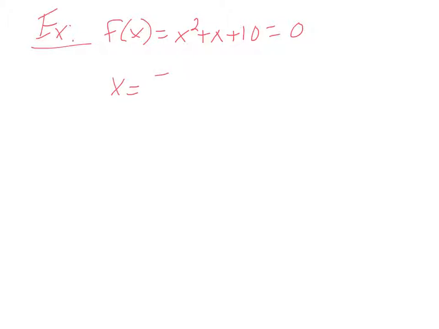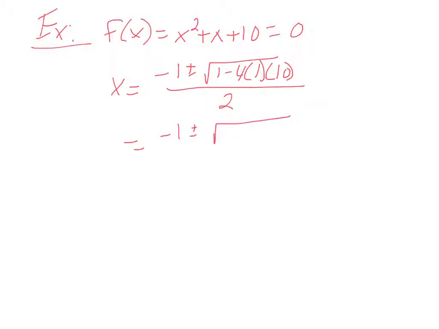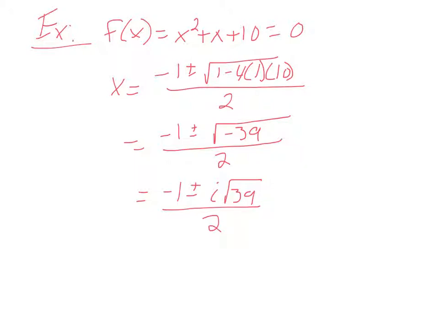So I'm going to do negative b, which is 1, plus or minus the square root of b squared minus 4 times a times c, all over 2a. And that's very clearly going to give us a negative square root, so we get negative 1 plus or minus the square root of 1 minus 40, which is going to be negative 39, over 2. 39 is 13 times 3, so that's not really reducible at all. And so I'm just going to rewrite this as i square root of 39 over 2. And so we see we have two separate solutions.